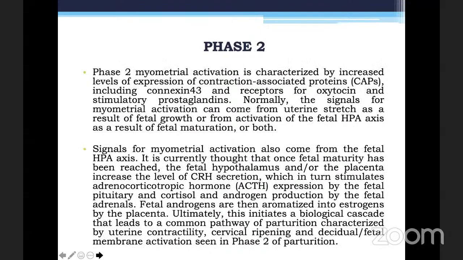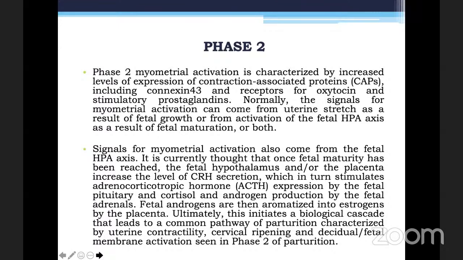Phase two is characterized by an increased level of expression of contraction-associated proteins, which includes connexin 43 and receptors for oxytocin and stimulatory prostaglandins. Normally, the signals for myometrial activation come from the uterine stretch as a result of fetal growth, or from the activation of the fetal HPA axis as a result of fetal maturation, or both. Signals for myometrial activation also come from the fetal HPA axis.